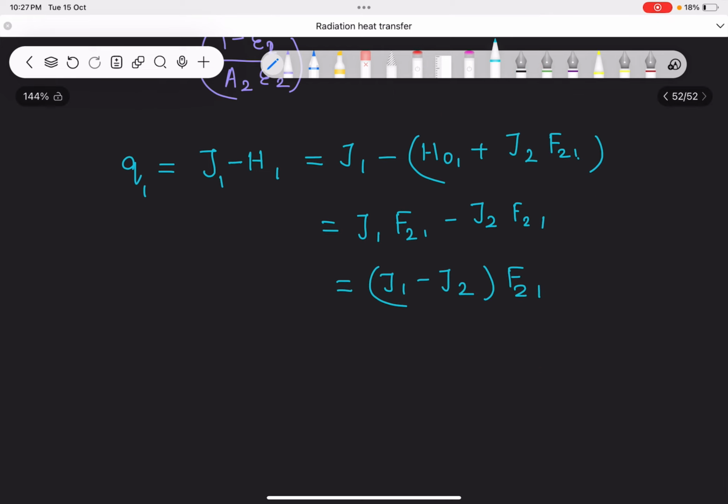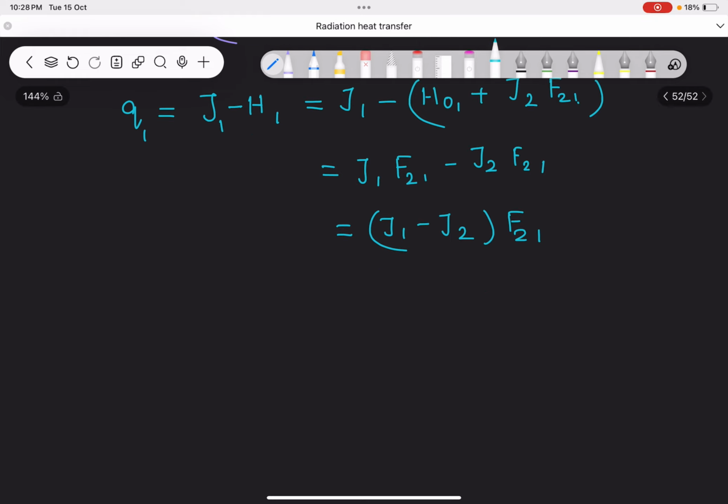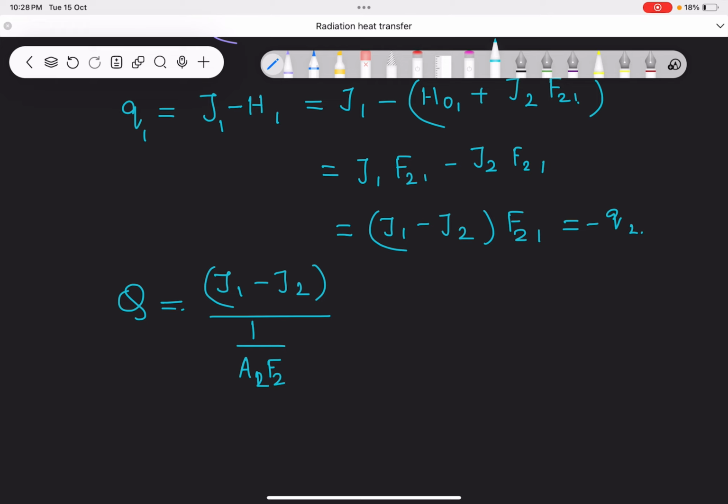Ideally I should have done the whole analysis by multiplying with the A1 here, that would actually be good. I am just omitting the same thing here, but my ultimate concern is that this is my minus Q2. So my Q is, again we can see, J1 minus J2 by 1 minus A1 F12, equal to J2 minus J1, or I can also write this as J1 minus J2 by 1 by A1 F12.